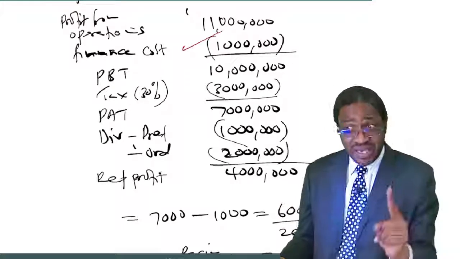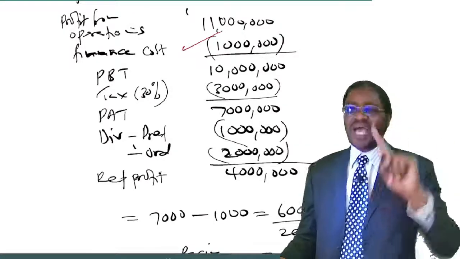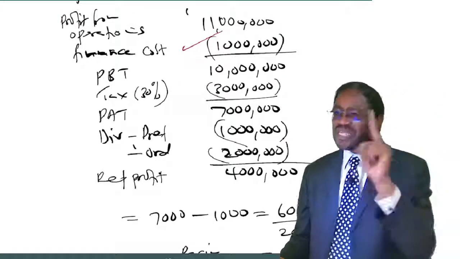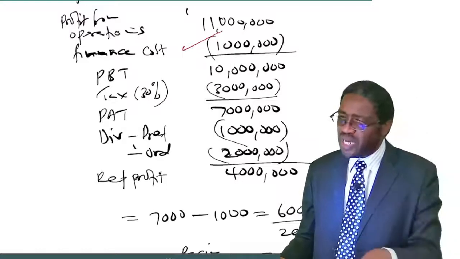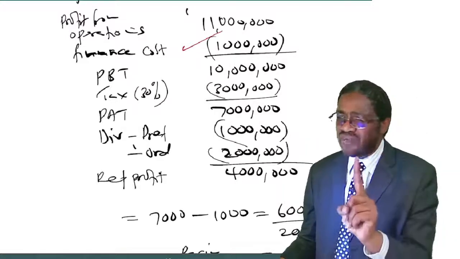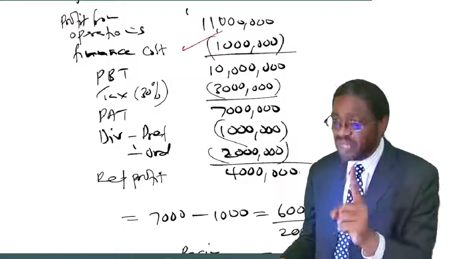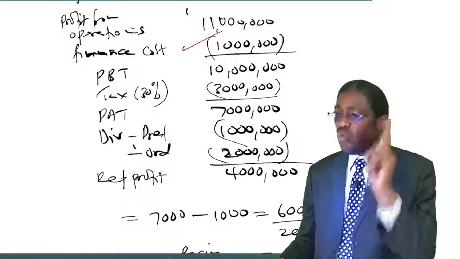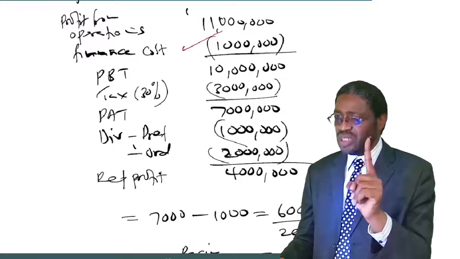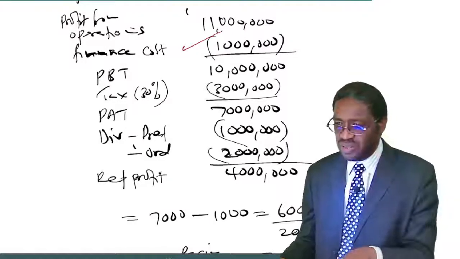But I'm saying, had they converted, who? The debenture holders, had they converted their debentures into ordinary shares, we as a company would not have paid them this year 1 million. Instead, we would have saved that 1 million.